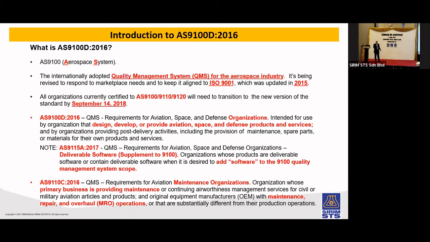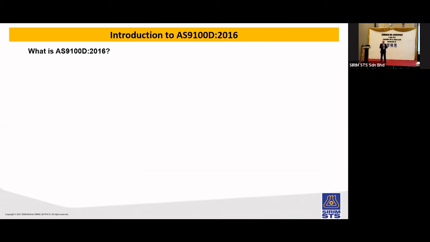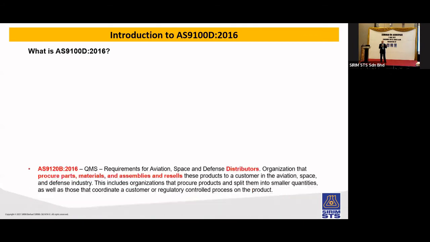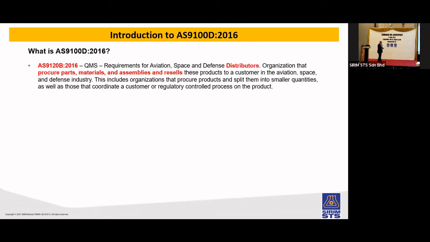Another standard is AS9120, 2016 edition. This standard has also been upgraded into the high level structure. 9100, 9110, 9120. So 9120 is about the requirements of the quality management system for aviation, space, and defense distributors. In these organizations, they procure the parts, material or assembly, and resell the parts. So it's probably something related to a warehouse, regarding aerospace.